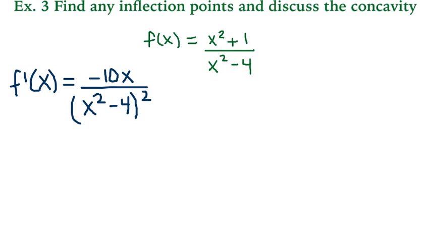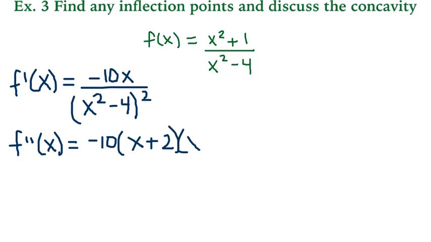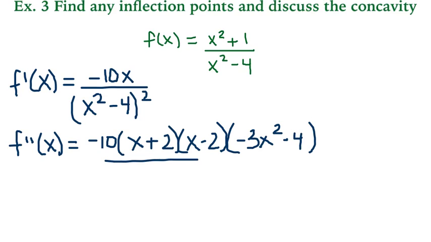Okay, so for the second derivative, we'd have to use quotient rule yet again. And I'm going to give you the answer, so if you want to work it out, I would pause the video and try it. I'm giving you the answer in factored form in the numerator, and I'm using a technique from algebra called factoring by grouping to do so. So I get negative 10 times the quantity of x plus 2 times the quantity of x minus 2 times the quantity of negative 3x to the second power minus 4 all over x squared minus 4 to the fourth power.